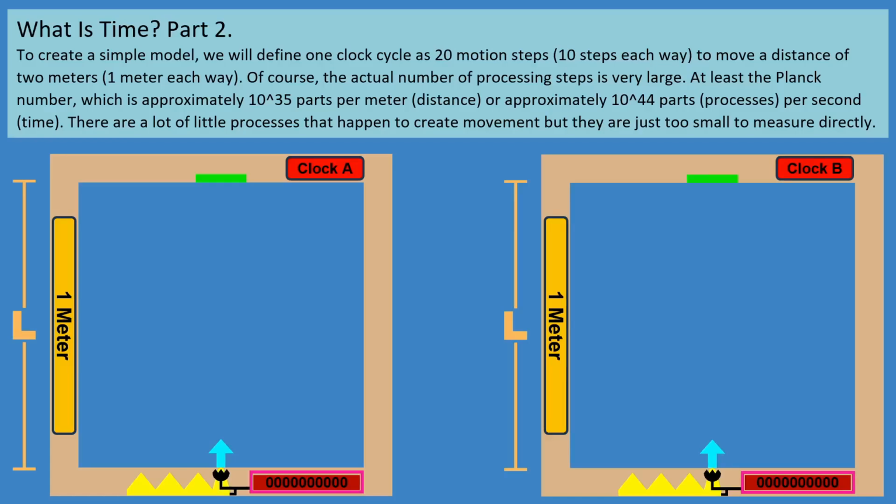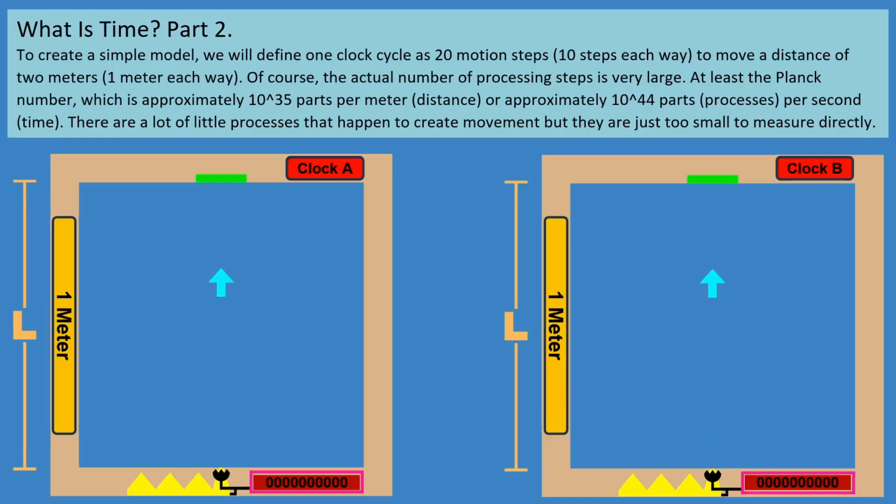Of course, the actual number of processing steps is very large, at least the Planck number, which is approximately 10 to the 35 parts per meter, or approximately 10 to the 44 parts per second. There are a lot of little processes that happen to create movement, but they are just too small to measure directly. Okay, so now we're going to step through the process as the 2 clocks complete one cycle.